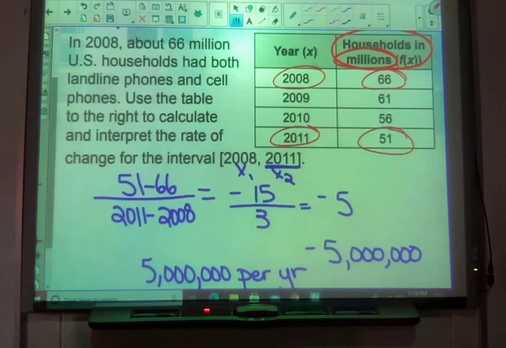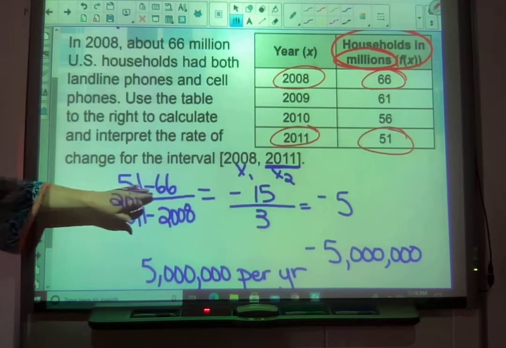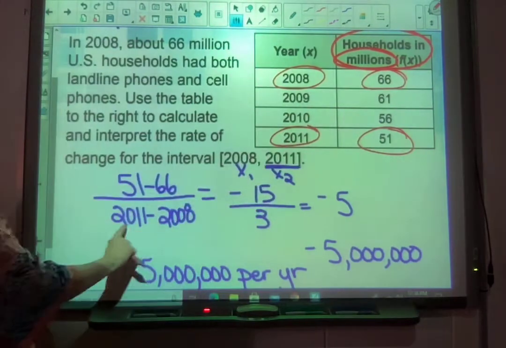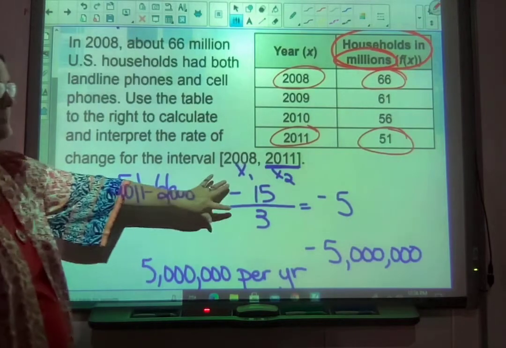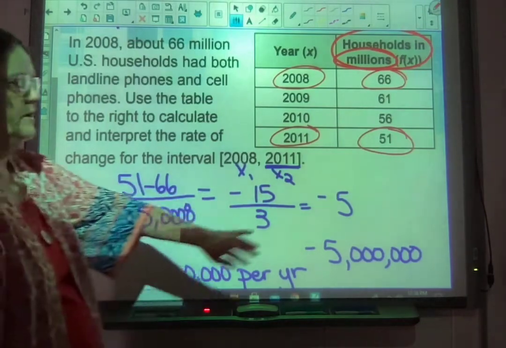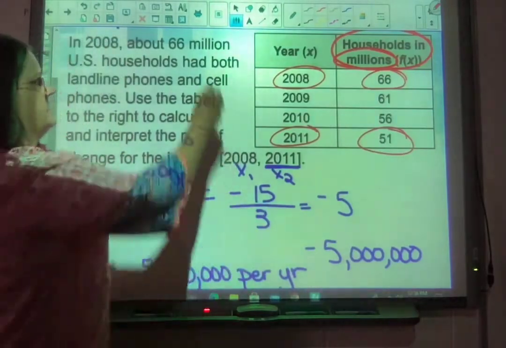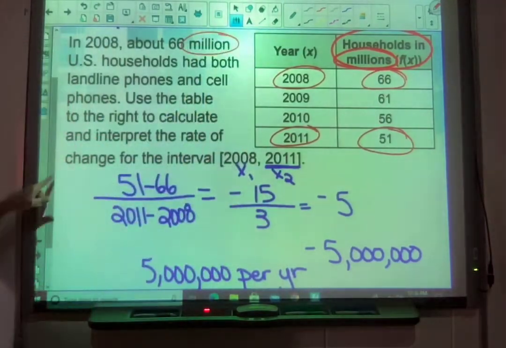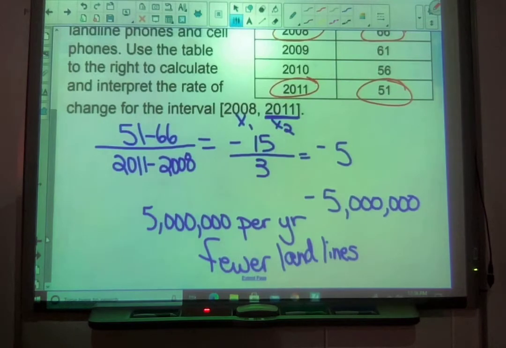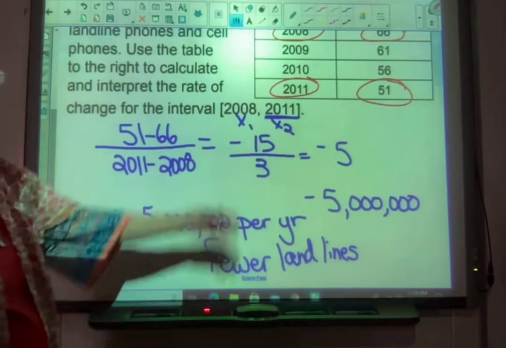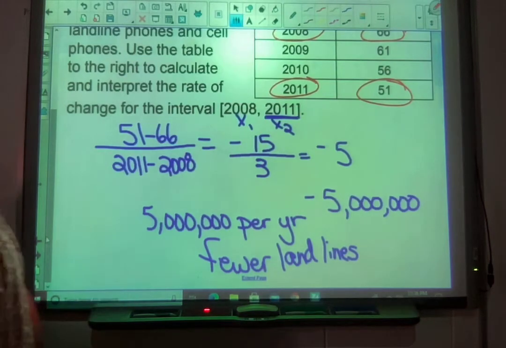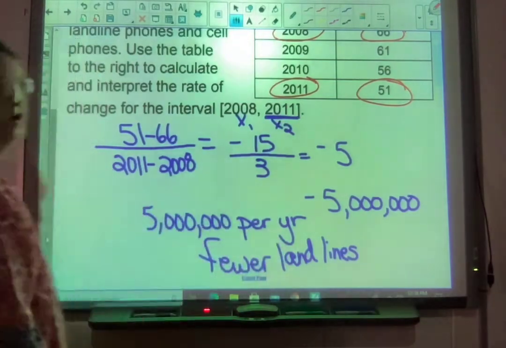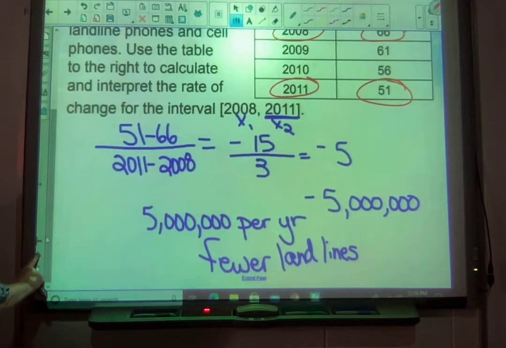Again, it is y2 minus y1. You just put 51 minus 66 over 2011 minus 2008. That's the x2 and the x1. That gives us negative 15 over 3, which means that's negative 5. Remember, this is in millions. So about 5 million per year from 2008 to 2011, fewer landlines, and I bet that's 2011, 2021, probably a whole lot more. So 5 million landlines went away, average per year, and we know that it was just average.